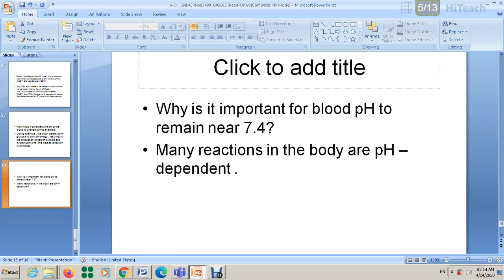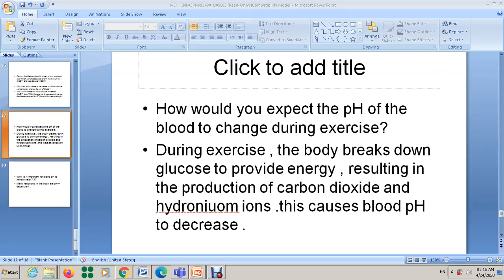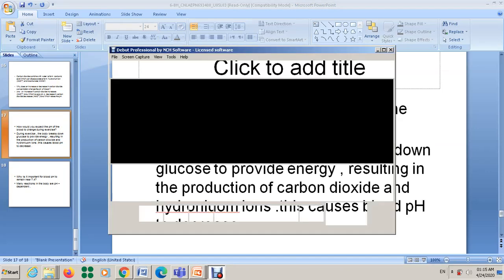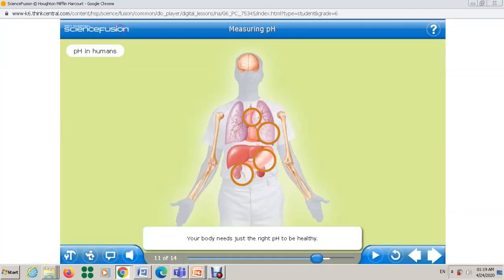You understand this part? To make sure that you understand this part, I want to show you a video. In this video here, just hold on. Try to take notes while you're watching this video to make sure that you understand the lesson.